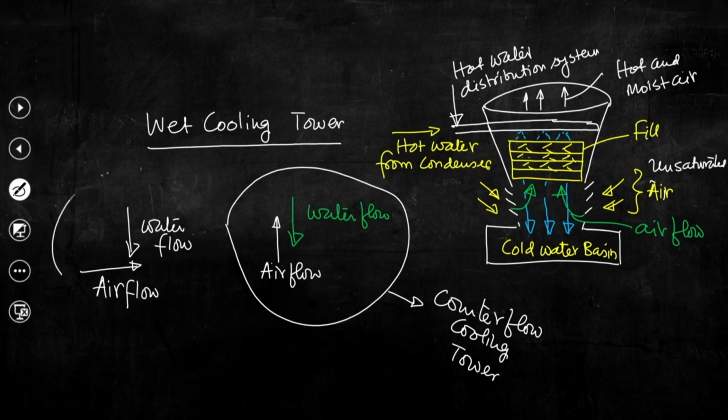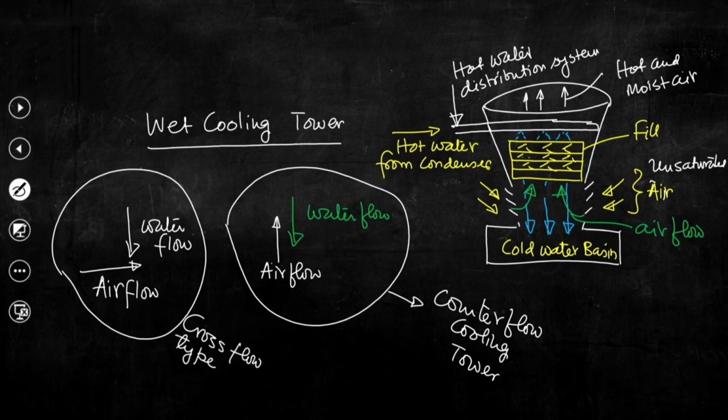And this particular type of arrangement is known as cross flow type cooling tower. Of course, wet cooling tower. So basically it is up to the designer. Now, depending on the design or placing of the louvers, it is possible that these two streams' directions can be changed.